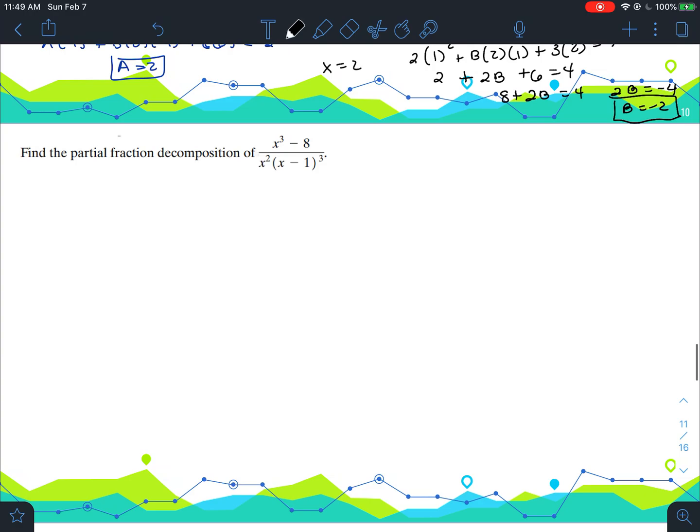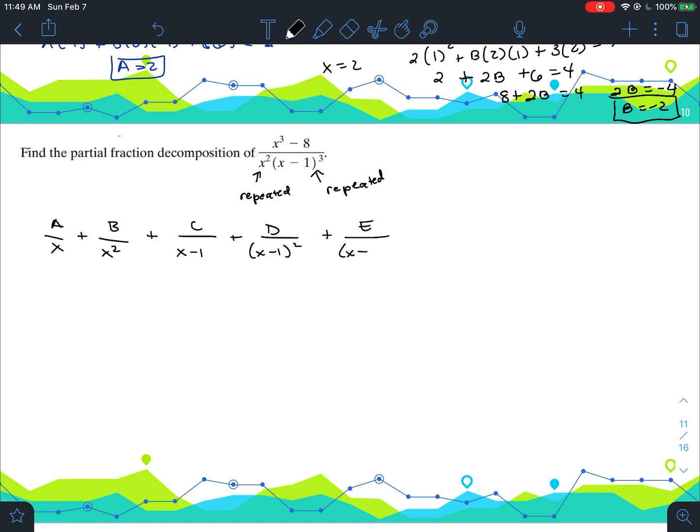All right, let's look at another one. Find the partial fraction decomposition of x cubed minus 8 over x squared times x minus 1 cubed. This is already factored, but notice we have 2 repeated factors. So the x is repeated and the x minus 1 cubed is repeated. So we're going to have A over x plus B over x squared plus C over x minus 1 plus D over x minus 1 squared plus E over x minus 1 cubed. So this time I have to find 5 different fractions. And that's going to equal x cubed minus 8 over x squared times x minus 1 cubed.